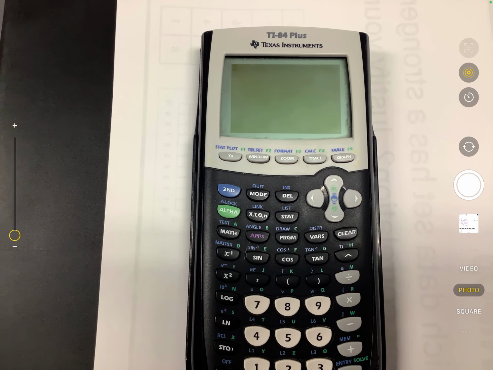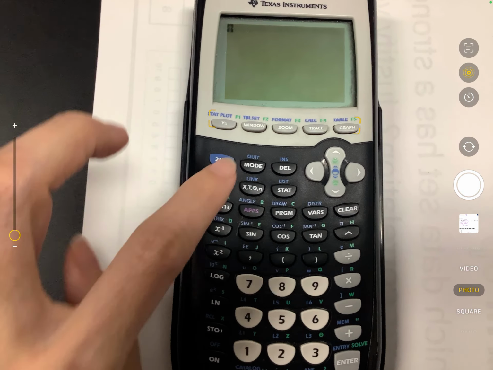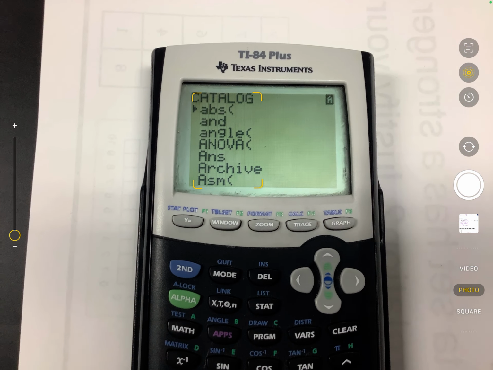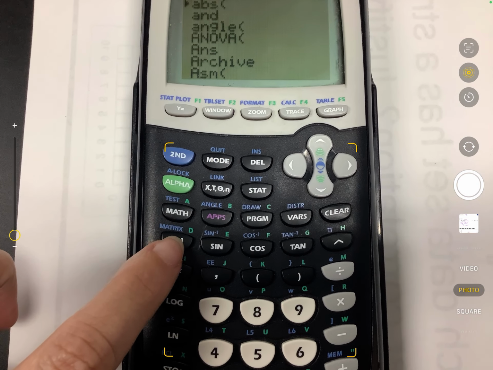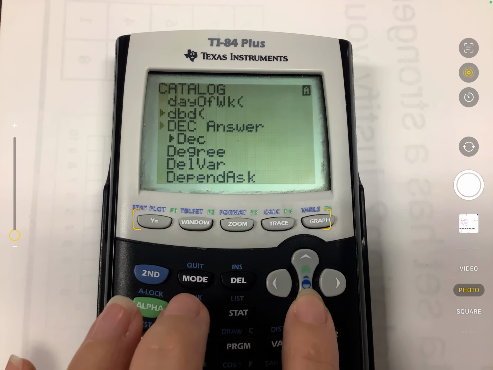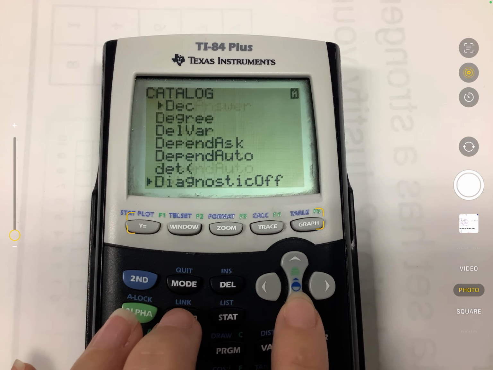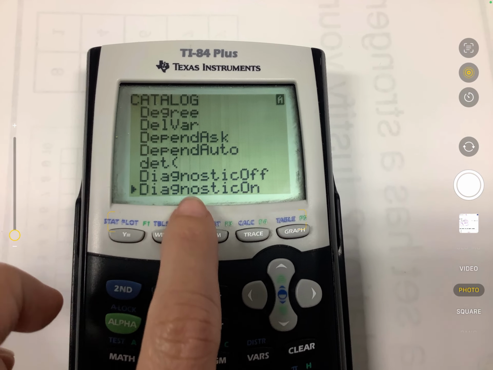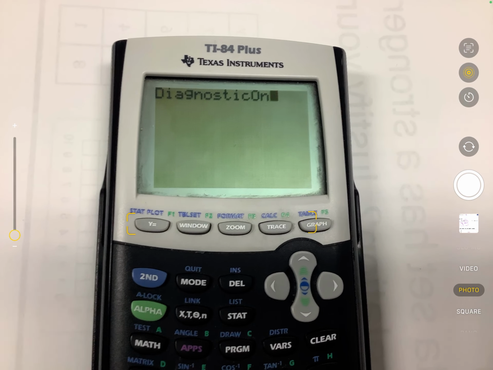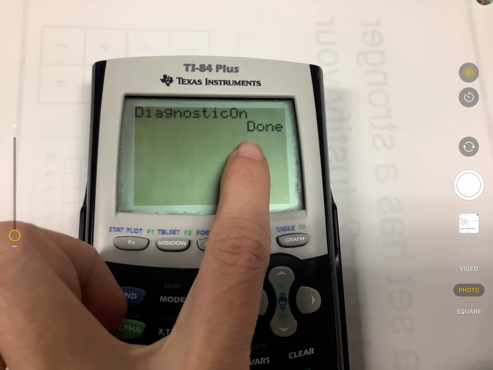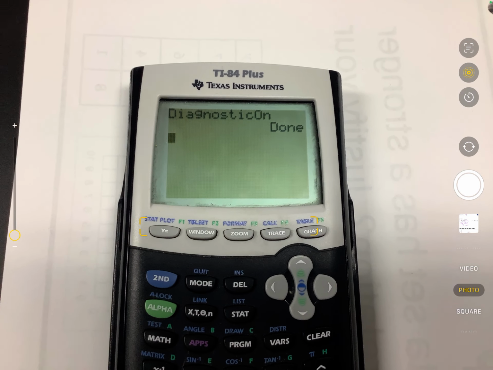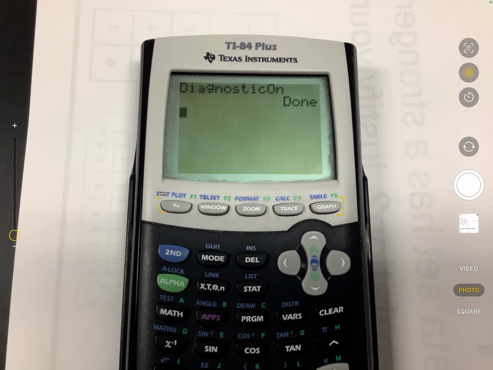Okay, so on your calculator, you need to go to second, and then your 0, which is catalog. And then you're going to push the X to the -1 button, which is D. And then you're going to go down to diagnostic on. So you see it says diagnostic off. You're going to press diagnostic on. So press enter, and then press enter one more time. It should say done, which means now when you find your equation from stat edit, you're going to be given also the R value, okay, which is what you need.